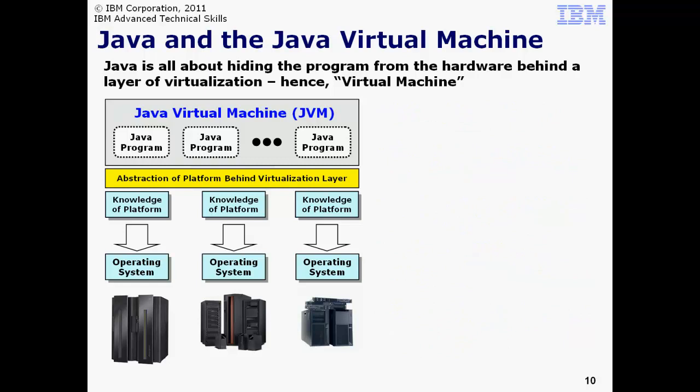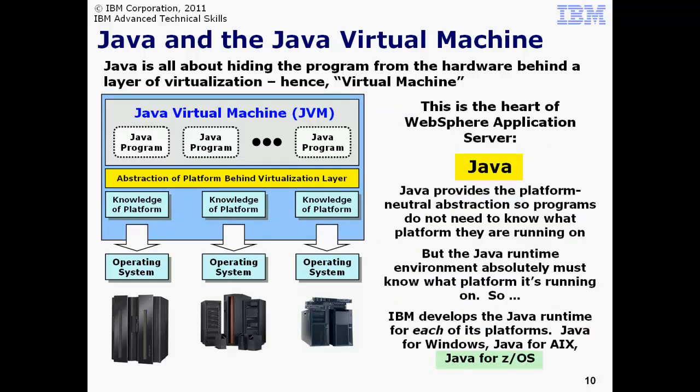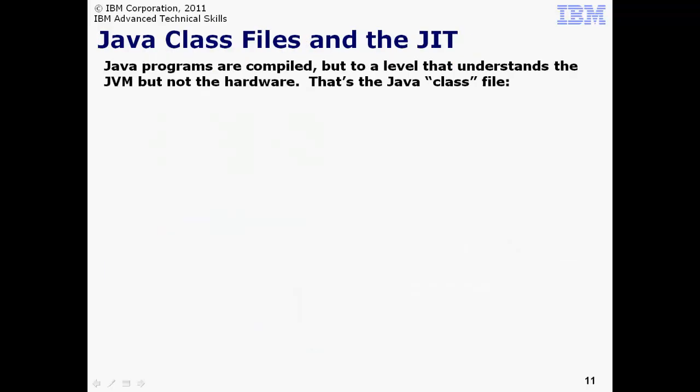Java is at the very heart of WebSphere Application Server. Java is a programming execution environment that provides a platform-neutral set of programming interfaces along with a platform-aware set of translation code to turn Java into the platform calls. IBM develops the Java runtime for each of its platforms. IBM abides by the standard Java specifications for the higher level of this architecture, and it develops the lower level of this architecture specifically for each of its platforms.